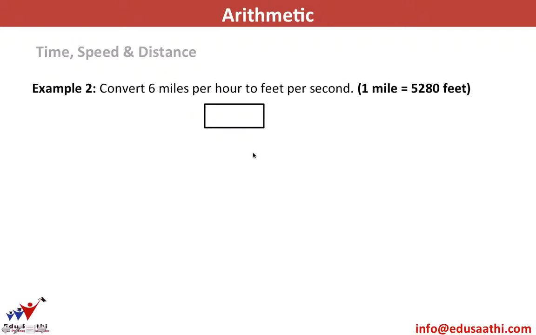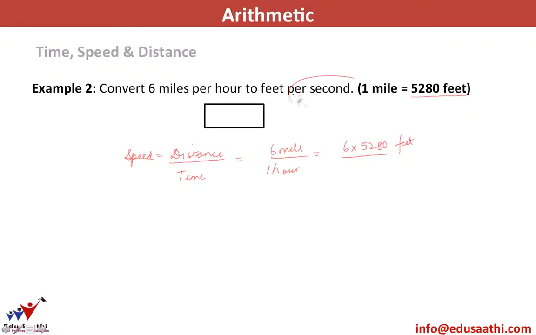Another question that we have is, convert 6 miles per hour into feet per second. The speed that you have is distance traveled per unit time. So this will be distance traveled over time taken. Here, distance is 6 miles and time is 1 hour. So I just need to convert the units. The conversion is already given to you: 1 mile is 5280 feet. So 6 miles will be 6 into 5280 feet.